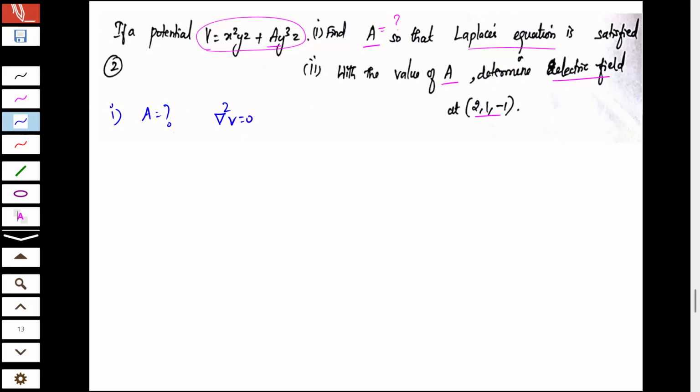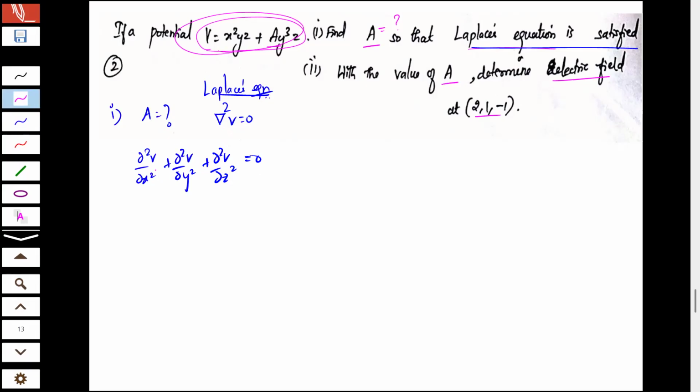We know Laplace equation is del square V equals 0. Now, if this del square V equals 0, then we can find a. So let us first find del square V. This is in rectangular system, which is dou square V by dou x square plus dou square V by dou y square plus dou square V by dou z square. This has to be equated to 0 since this is satisfying the Laplace equation. And then we can find the value of a. So this potential function V has to be twice differentiated with respect to x, y, and z. So let us write one by one.